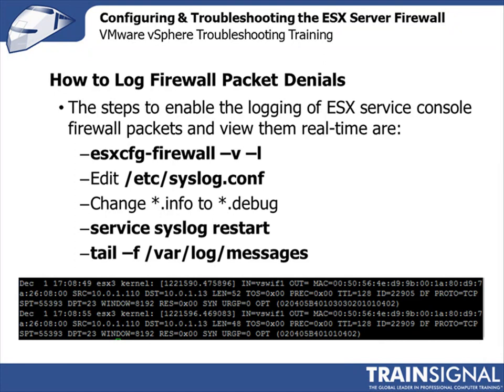Or if you're using a syslog server, you would go, of course, to the syslog server, and you'd find the firewall packet denials there. So at this point, let me go over to my SSH client connected to my ESX host, and let's give this a try.